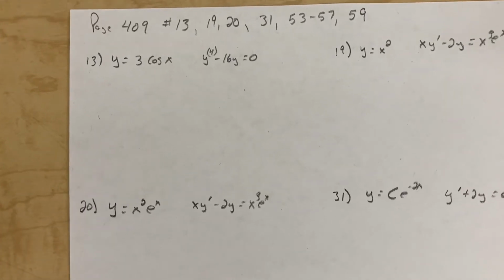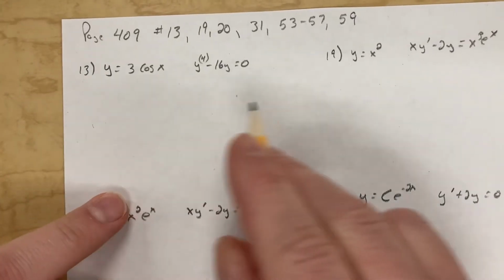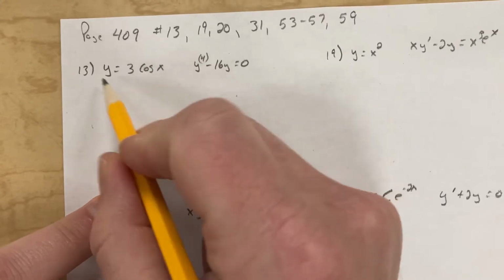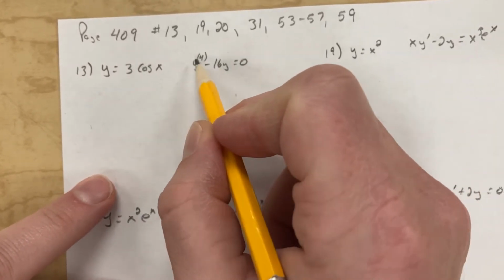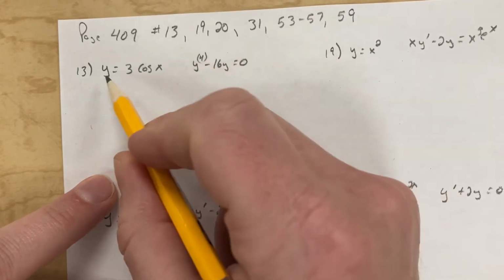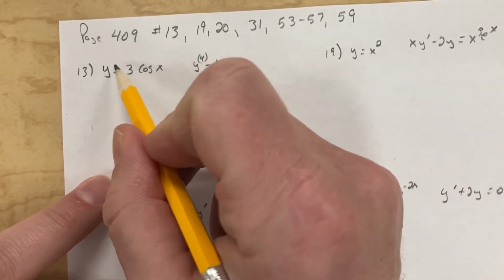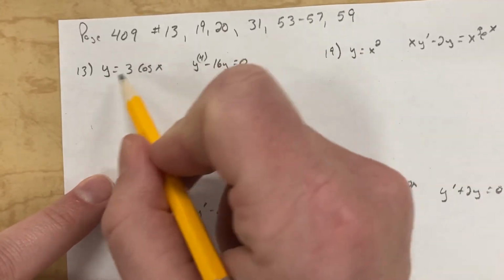All right, these are the answers to page 409. The first few want us to verify that this function is a solution to this differential equation. So this 4 means the fourth root. So what we're going to do is take the fourth derivative of this function.